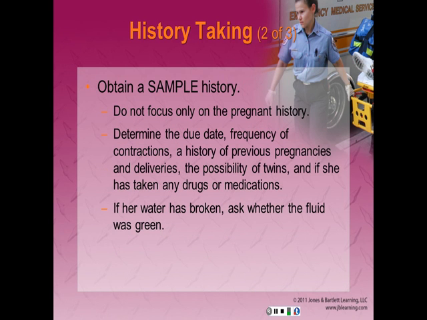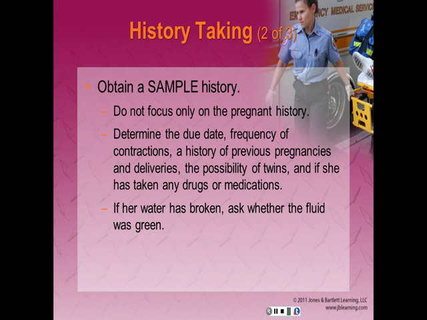Obtain your SAMPLE history. Some pregnant women have a history of medical problems and take prescription medications. Some women who have not experienced medical problems require medications once they become pregnant. Do not focus only on the pregnant history. Get your SAMPLE history as well. The pertinent past history should relate specifically to prenatal care, and you should identify any complications she may have had during the pregnancy or potential complications during delivery.